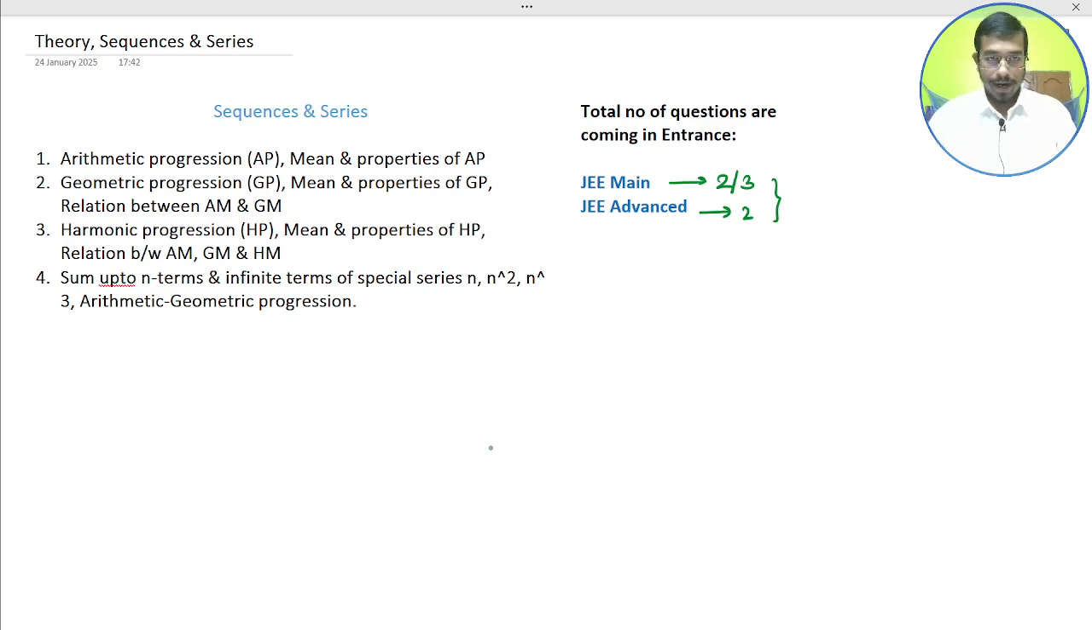chapter, and we will cover here the arithmetic progression AP, mean and properties of AP, geometric progression GP, mean and properties of GP, relation between AM and GM, harmonic progression HP, mean and the properties of the HP, relation between AM, GM and HM, sum up to n terms and infinite terms of special series n, n square, n cube, arithmetic geometric progression. So let's get started.